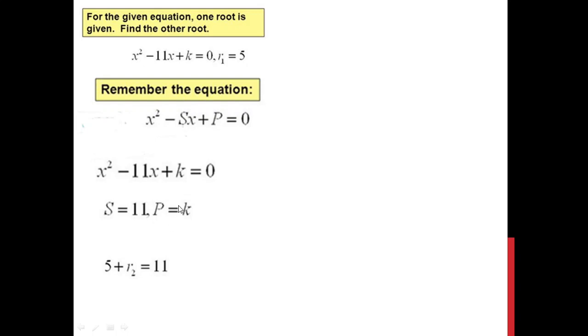Now to solve for the second root, we need to use the given, which is the sum. We already have the given value of the sum, which is 11. You have your first root, which is 5 here. So all you need to do is to add the two roots and equate to the sum. So the first root is 5, the unknown is the second root, equals 11, which is given already, the sum. And using algebra, transpose that to the other side. So you have 11 minus 5, you have your second root as 6.